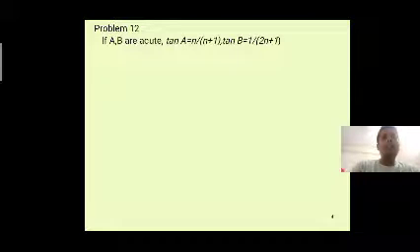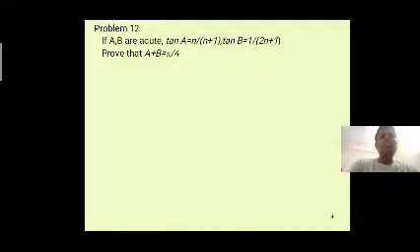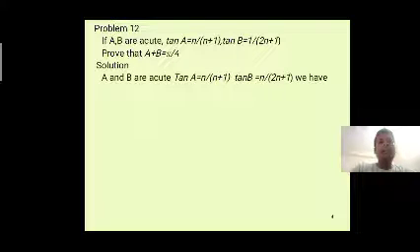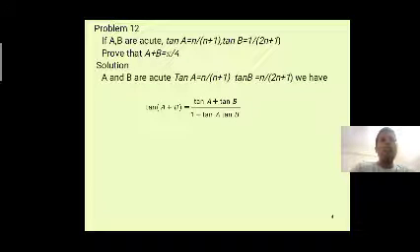Problem number 12. If A, B are acute, tan A equals n by n plus 1, tan B equals 1 by 2n plus 1. Now we have to prove that A plus B equals pi by 4. Solution: we write, A and B are acute. Tan A equals n by n plus 1, tan B equals 1 by 2n plus 1, we have.